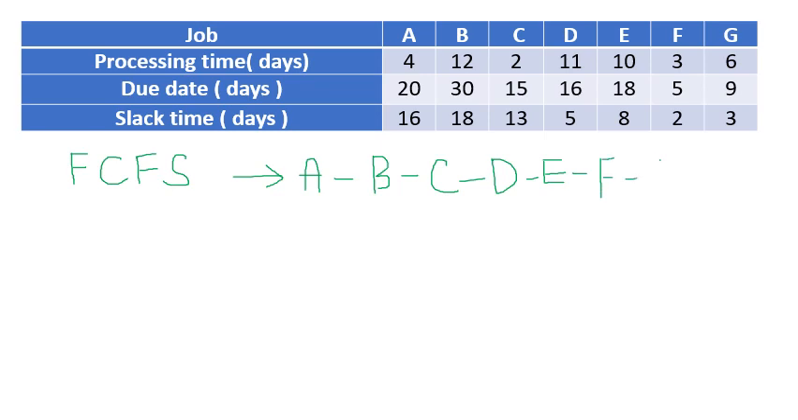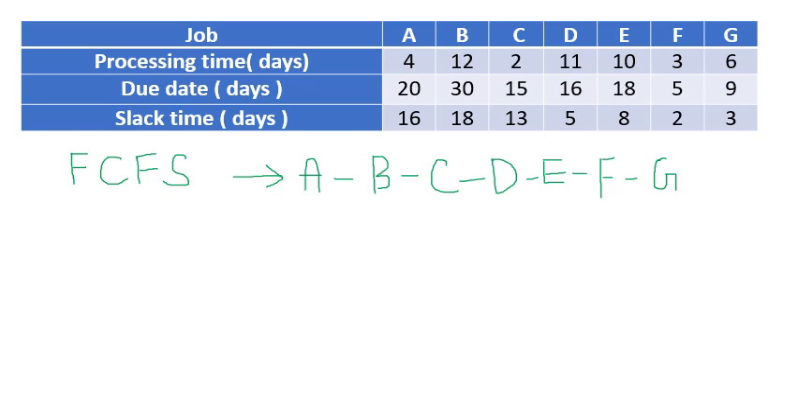Because in the problem it is not given which job has come first. If, suppose, in the problem it was given that B has arrived first, D has arrived second, G has come to the work center third, and so on, and A is the last job that has come, then your FCFS rule would be based on that arrival pattern. But here it is not given like that. The arrival sequence is not given. So you will assume that the order the problem has given, A, B, C, D, E, F, G, is itself the order in which the jobs have arrived. So you write the FCFS order as A, B, C, D, E, F, G.